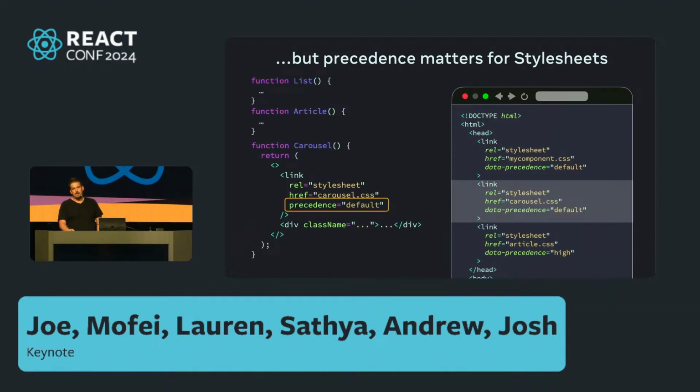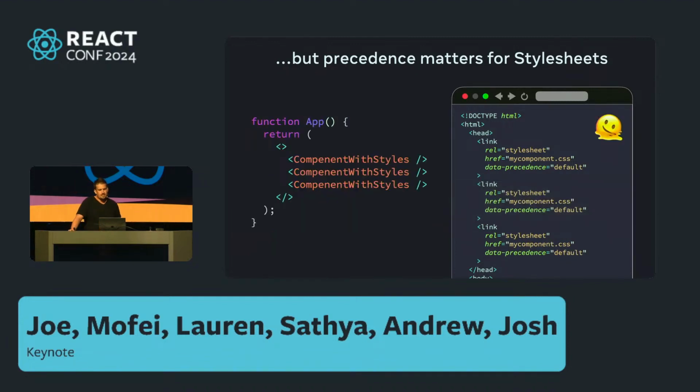But now imagine I have a carousel component which renders a style sheet with the original precedence, default. React ensures that this style sheet is ordered alongside other style sheets with default precedence, even if it was discovered much later in the render. With precedence, React can safely reorder the style sheets to optimize their loading performance, but we still need one more thing to make these really composable.